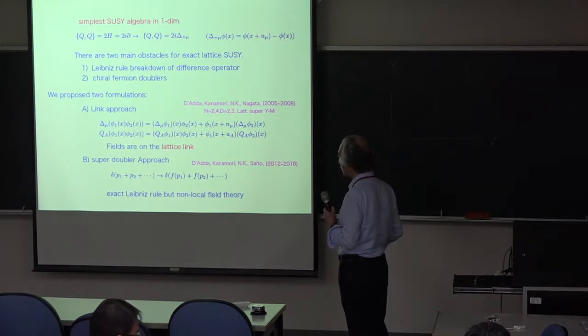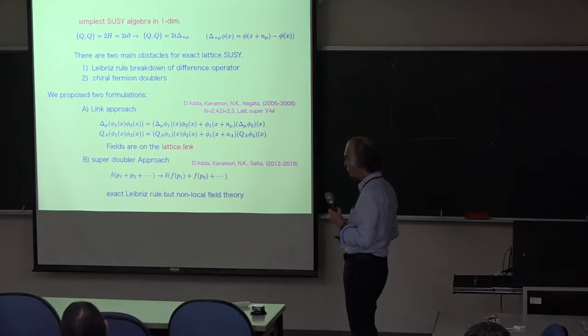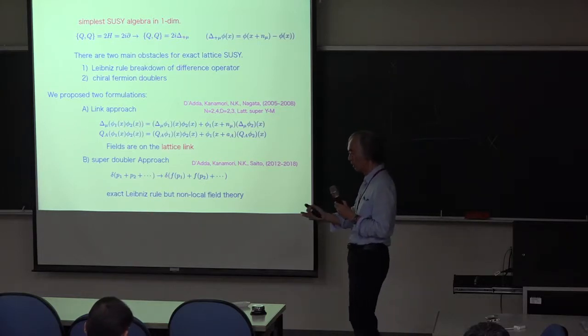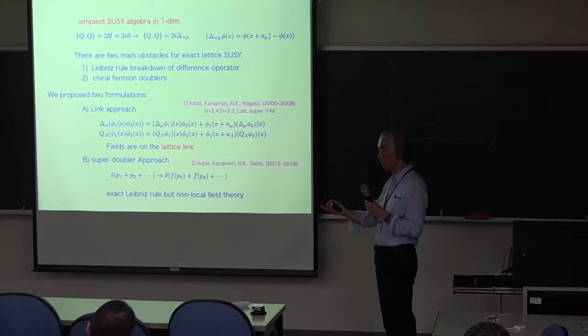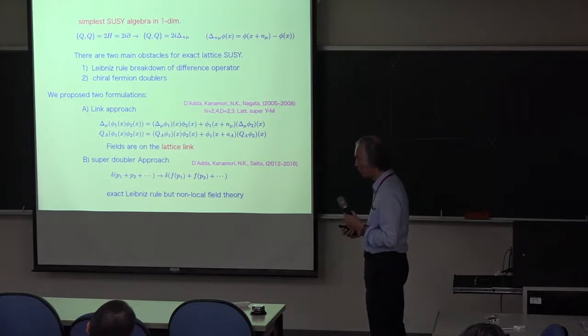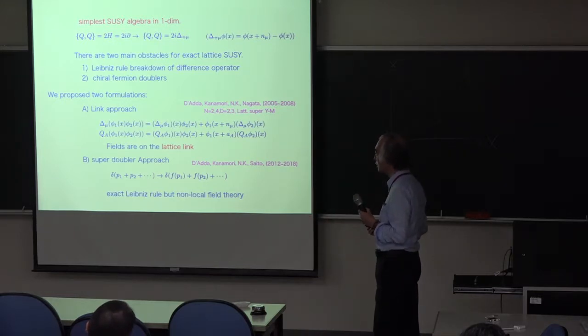And the second problem is that whenever you put massless fermions on the lattice, you get fermion copies. Supersymmetry needs the same number of bosons and fermions. So the number of fermions increases immediately, and this is another origin of supersymmetry breaking. So how do we deal with this second problem too?